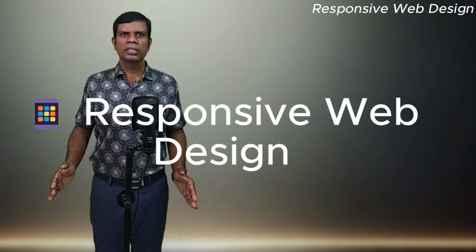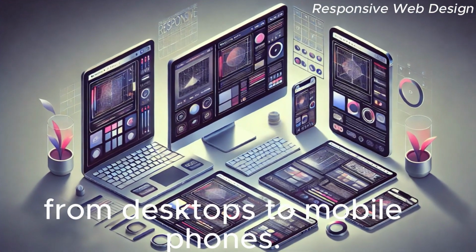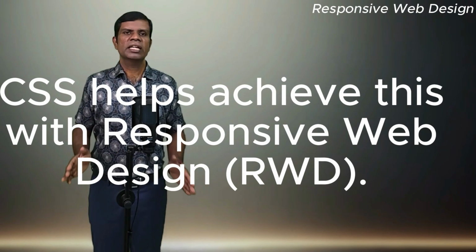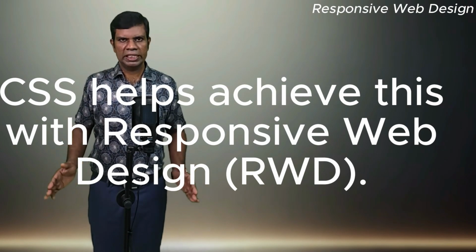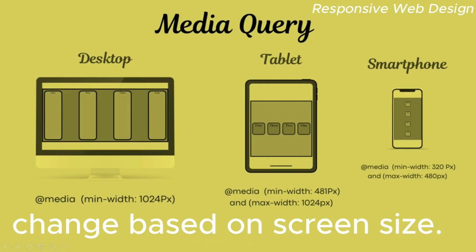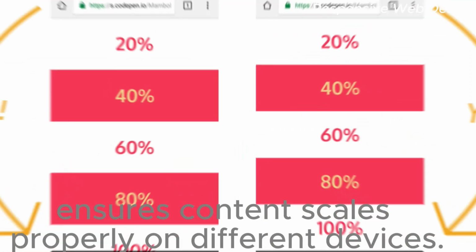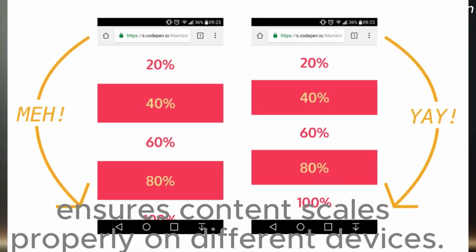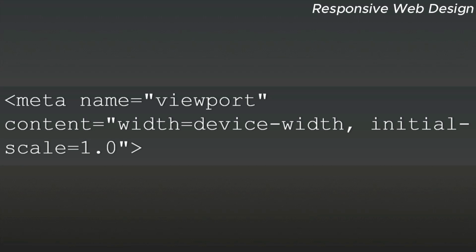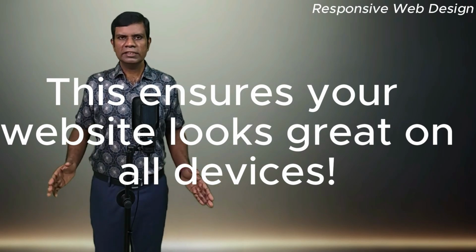Responsive web design. Today, websites need to work on all screen sizes, from desktops to mobile phones. CSS helps achieve this responsive web design, RWD. Media queries allow styles to change based on screen size. The viewport meta tag ensures content scales properly on different devices. This ensures your website looks great on all devices.